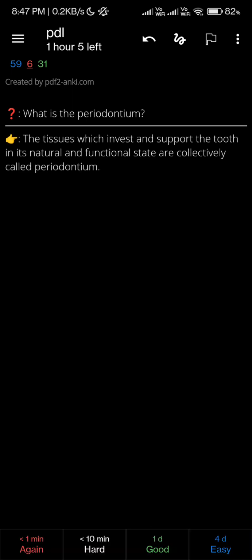So what type of collagen is predominantly found in periodontal ligament? Type 1, 3 and 12. So what is periodontium? Periodontium is the connective tissue that invests and supports the teeth in their natural and functional state.